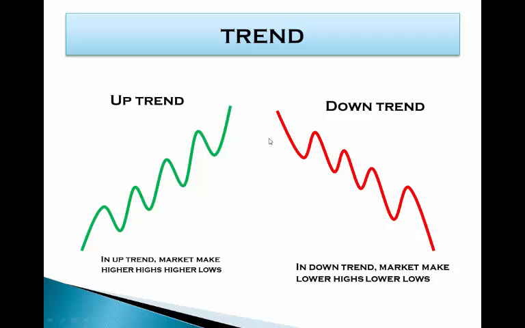The next one is trend, right? Now, what is the uptrend? The uptrend is when we see a series of swing high, swing low, swing high, swing low, swing high, swing low, moving in the same directions, right? So we say that we are in the uptrend.